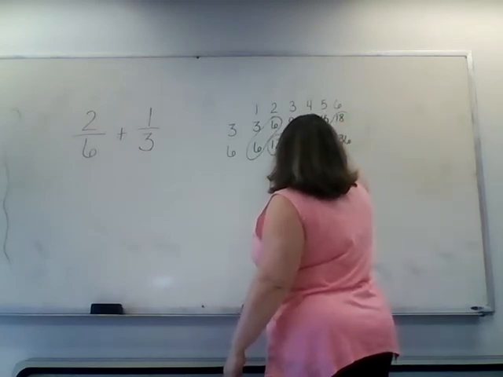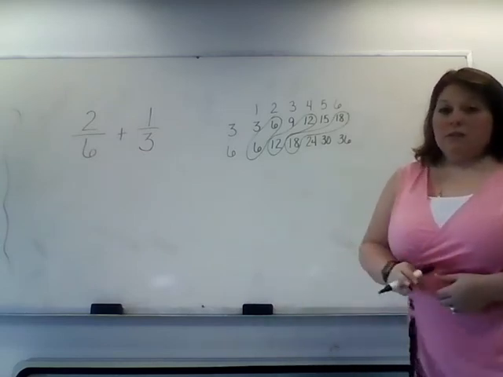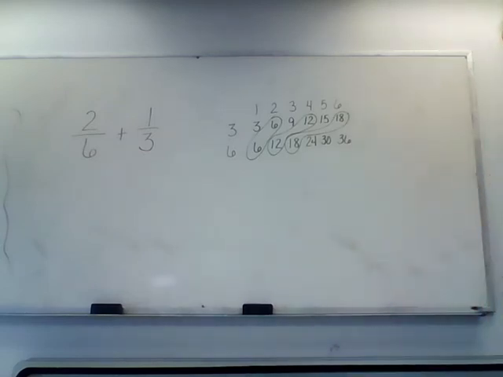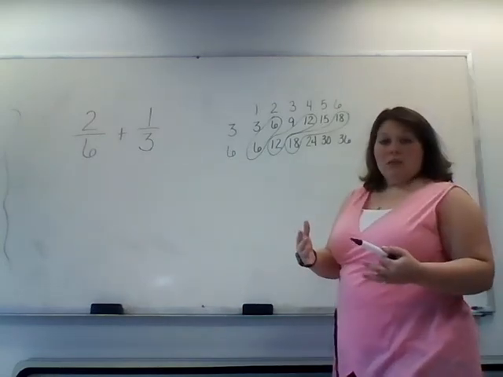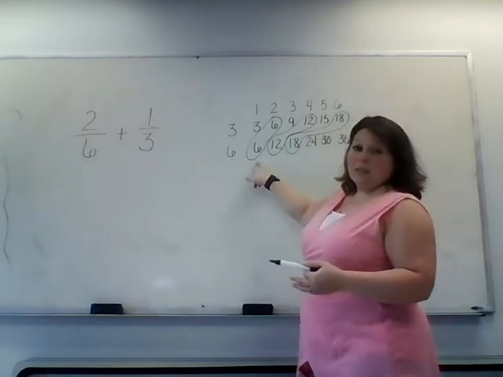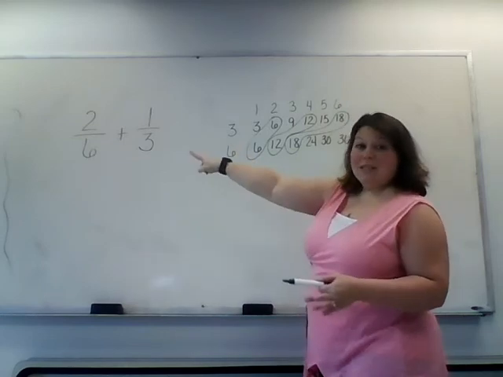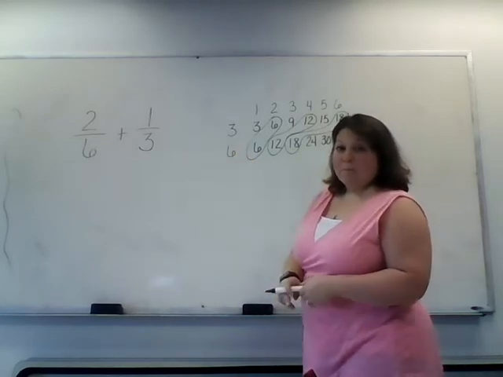So I went up to the number 6, and I ended up with 3 matches. I think you can see those circles. So 6, 12, and 18 are all matches. So we want the smallest number. So that means 6 is going to be our least common denominator here, because these are already in fraction form.